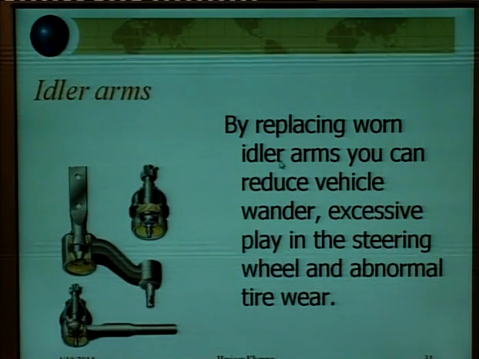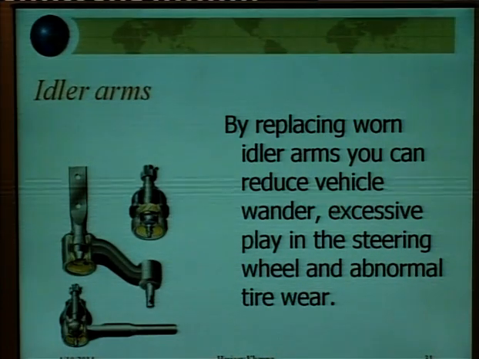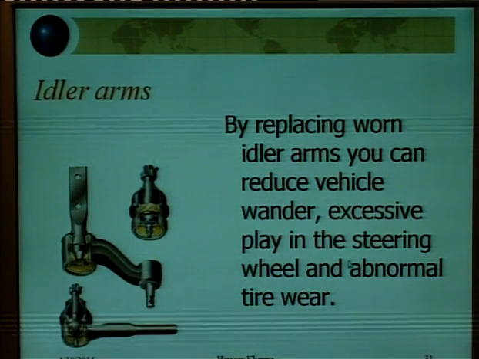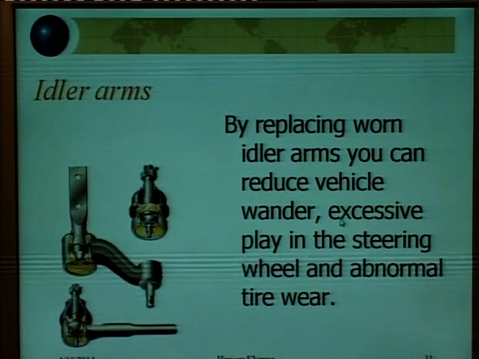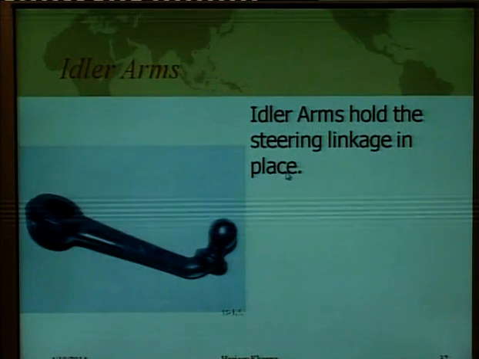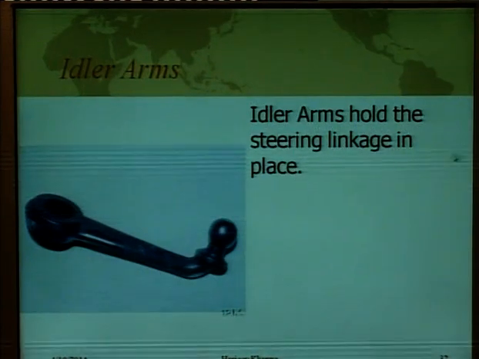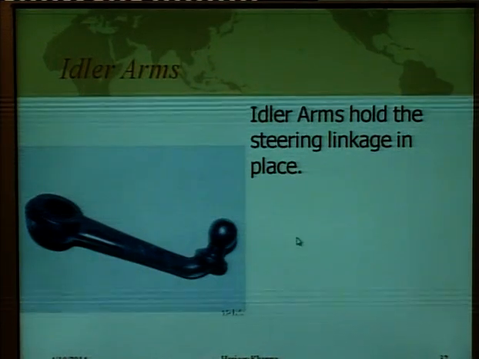These are the idler arms. By replacing worn idler arms, you can reduce the vehicle wandering, excessive play in the steering wheel, and abnormal tire wear. So idler arms will have to be replaced. Idler arms hold the steering linkage in place. This is known as an idler arm.